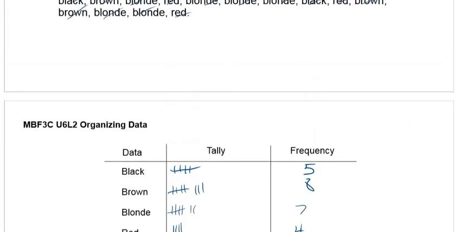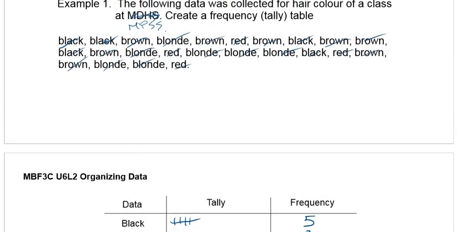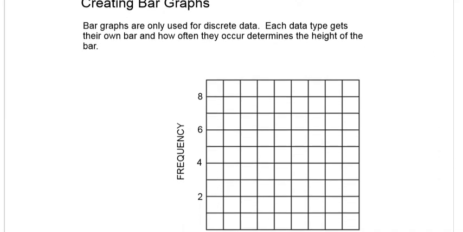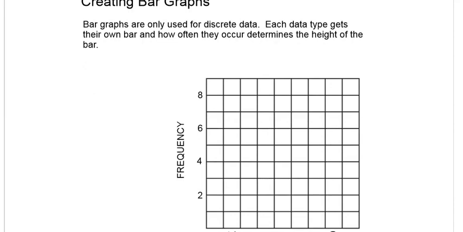If it helps you more, you could even just go from start to finish, do black, and put a little tick into your tally to help you count up. Either way works. You could do a tick in the blacks, a tick in the browns, a tick in the blonde, and so on and so forth, and then add them up after. Just do whatever makes the most sense for you.